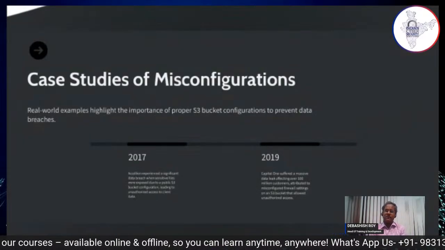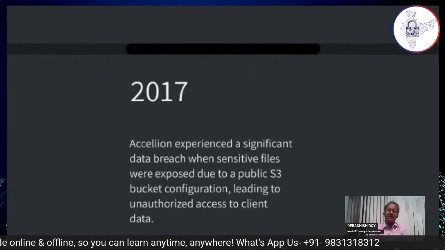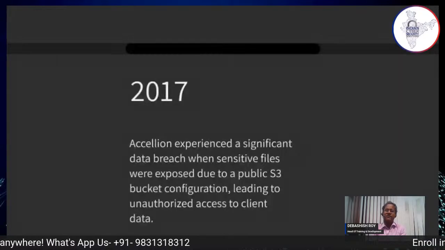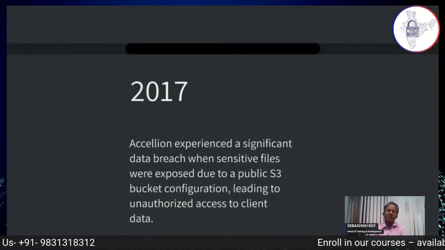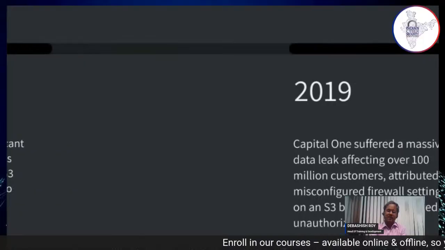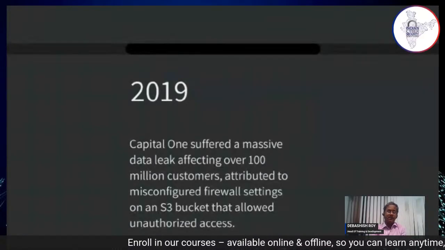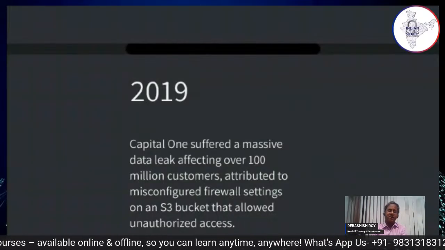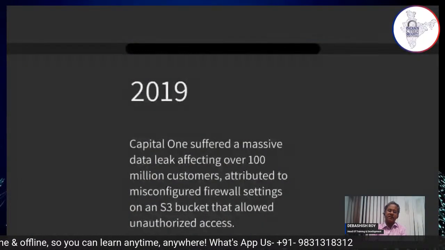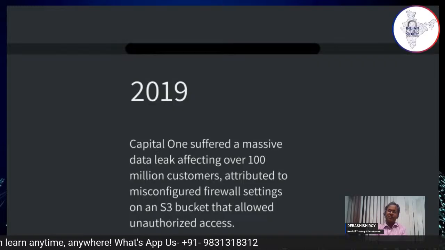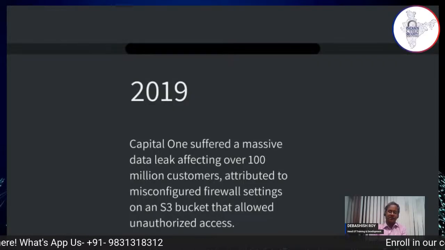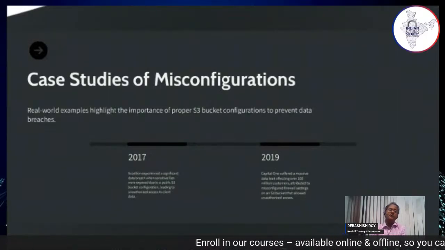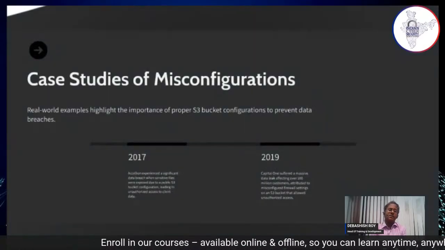And for the case studies of misconfigurations, in 2017, Accenture experienced a significant data breach when sensitive files were exposed due to a public S3 bucket configuration leading to unauthorized access. And in 2019, Capital One, that is another company, suffered a massive data leak affecting over 100 million customers attributed to misconfigured firewall settings on an S3 bucket that allowed unauthorized access. So you may understand what the impact may be of a security data breach. So this S3 bucket should definitely be very much secure. So that is the theoretical discussion that we have on S3.